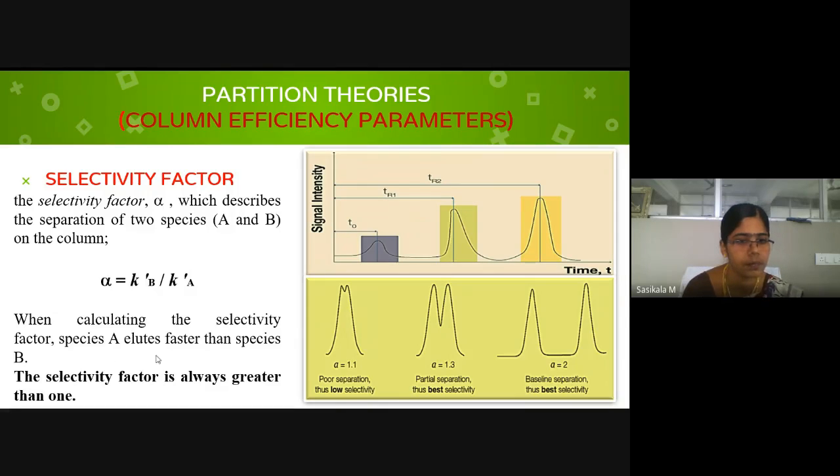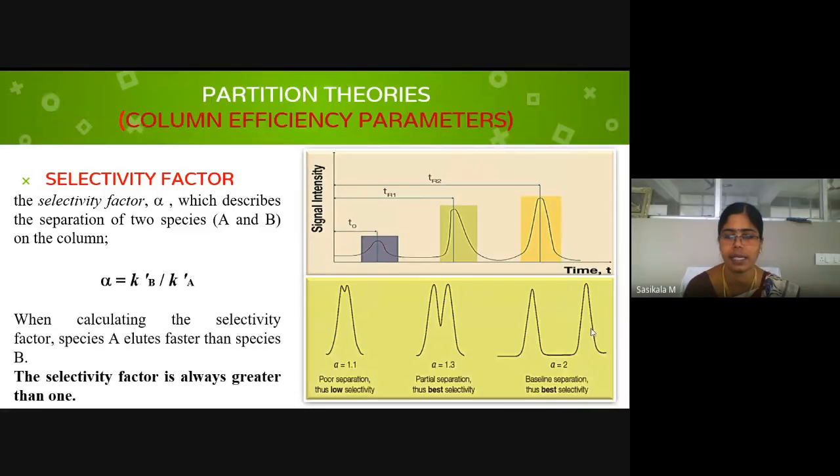point, where sample A elutes very fast compared with sample B, and the selectivity factor is always greater than 1. Since we are taking the higher value as the numerator in the ratio, it will always be greater than 1, not a fraction, so that we will get baseline separation. Mostly alpha values of 1.5 and 2 will give you baseline separation. But below 1.5 we'll get only poor and partial separation. Above 1.5 and 2, we'll get baseline separation of two components.